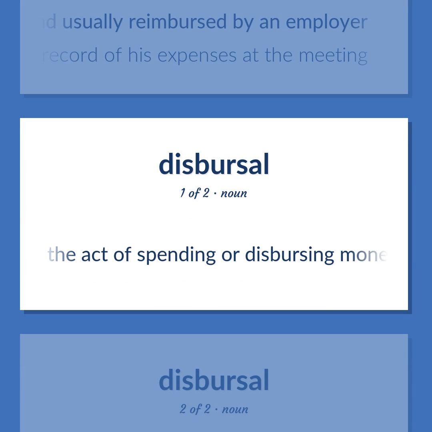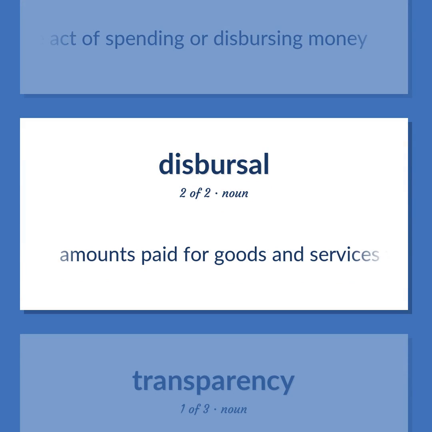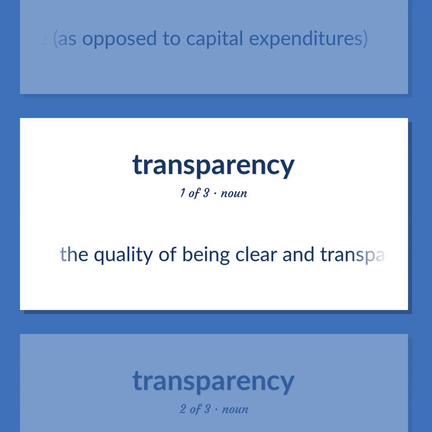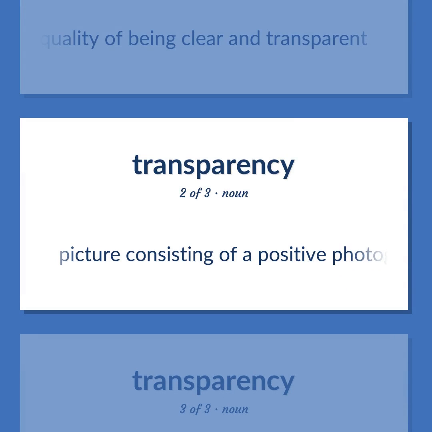The act of spending or disbursing money. Amounts paid for goods and services that may be currently tax-deductible, as opposed to capital expenditures. The quality of being clear and transparent. Picture consisting of a positive photograph or drawing on a transparent base, viewed with a projector.